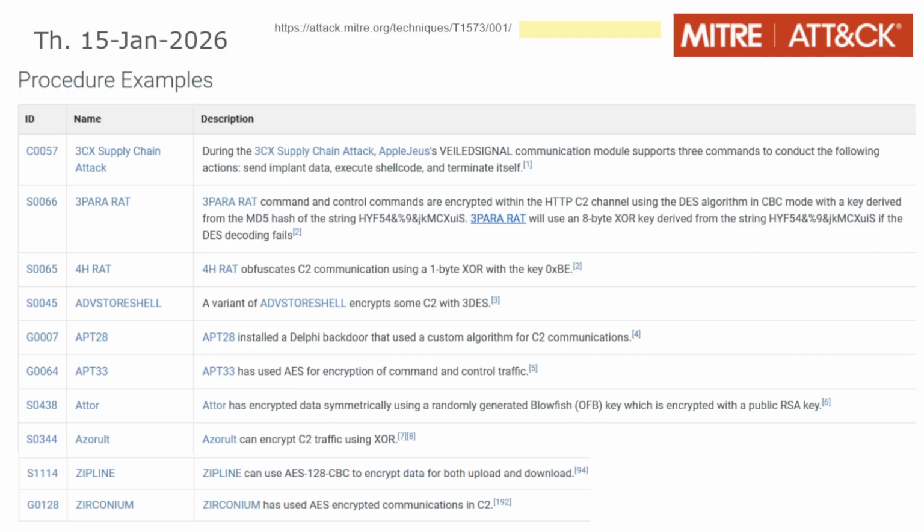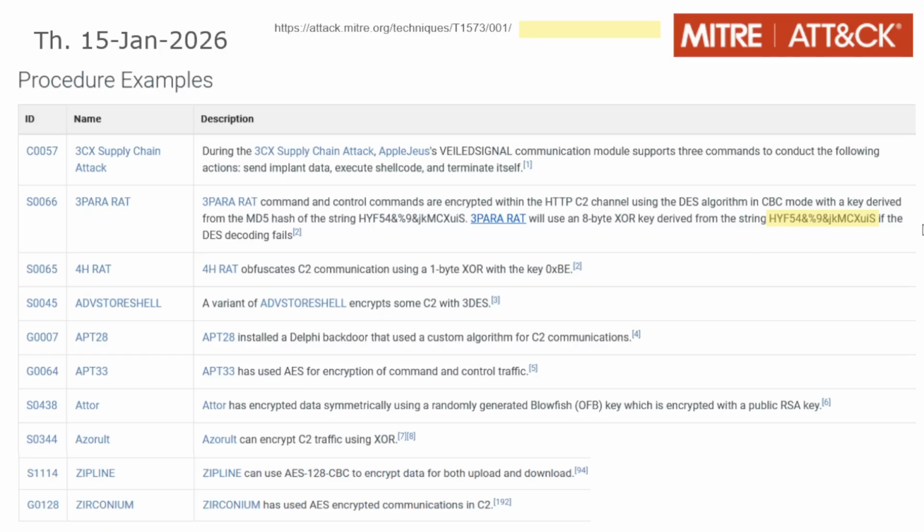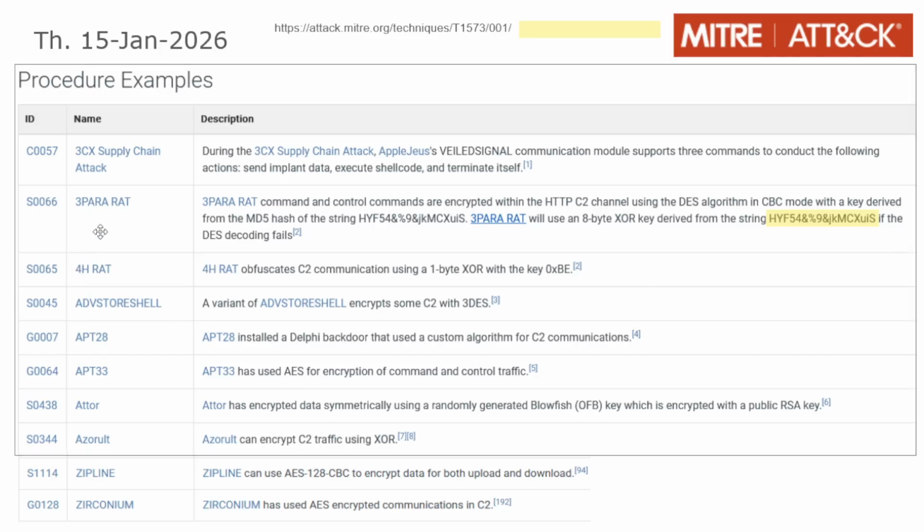In the history of cryptography, this is considered the simpler way of encrypting something, but it has good performance. What I see here already, this looks like a key right here. If you are able to reverse engineer that, you can decrypt all of the communication. What do they say here? 3PARA RAT, that's a software. Command and control commands are encrypted with the HTTP C2 channel using the DES algorithm in CBC mode.